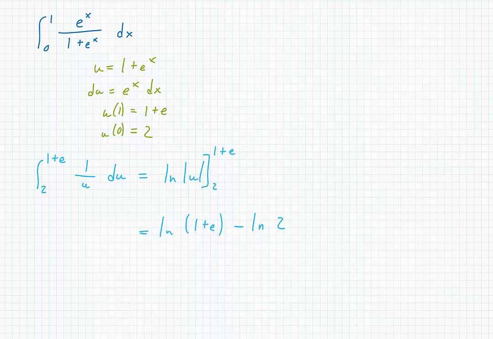It doesn't hurt anything. If we wanted to, we could write that as the natural log of 1 plus e divided by 2. Either version of the answer will work. I'm not going to be picky about which one. I just want to remind you that we still do have those properties of logarithms that do allow us to write things into different forms.